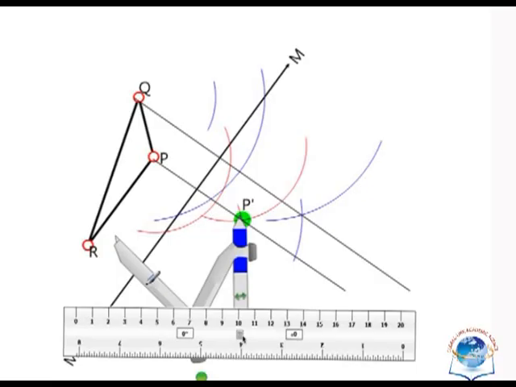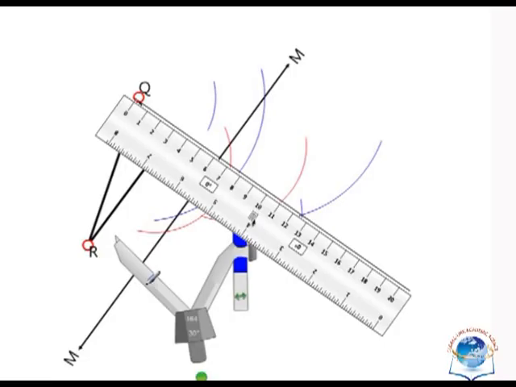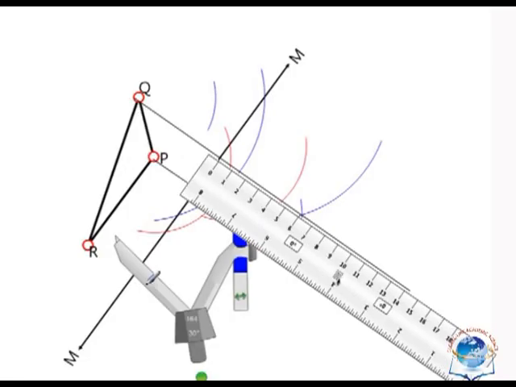Take a ruler and measure the distance from Q to the mirror line. Take the same distance on the opposite side. And we have Q'.